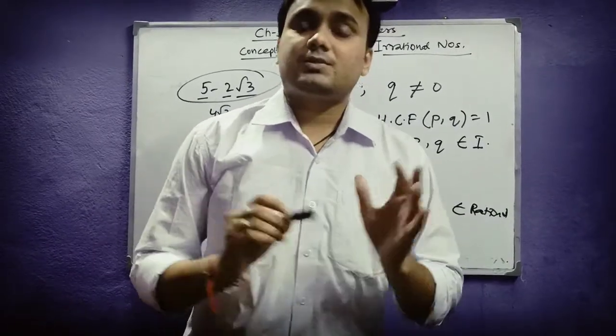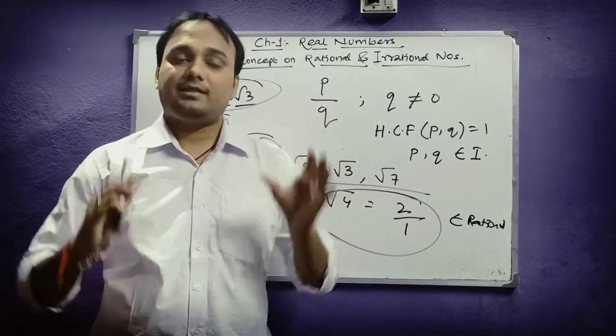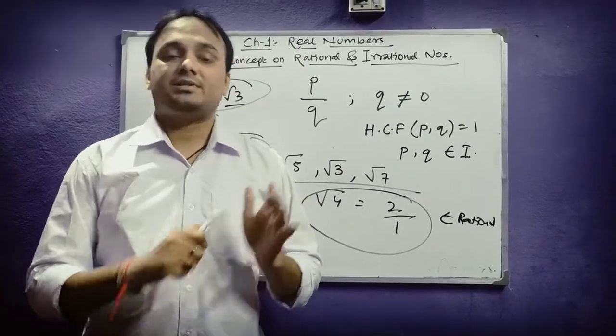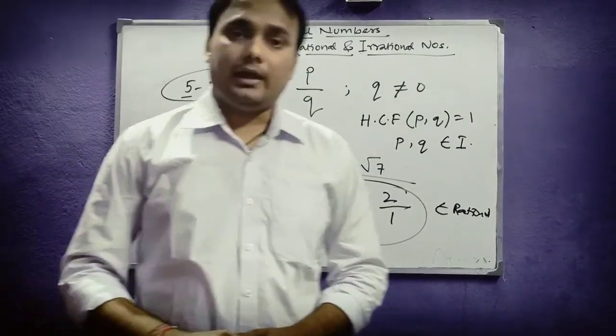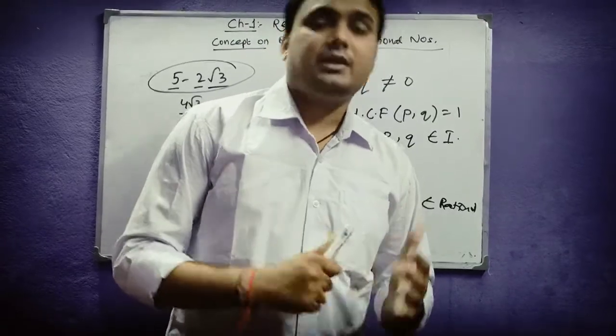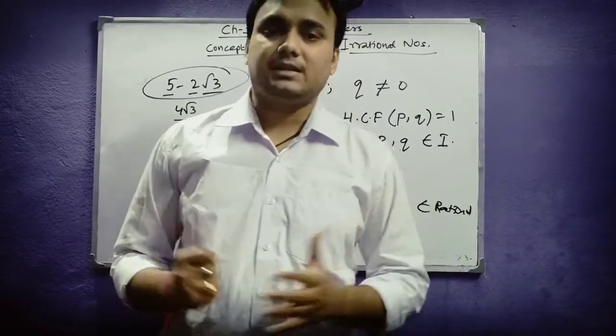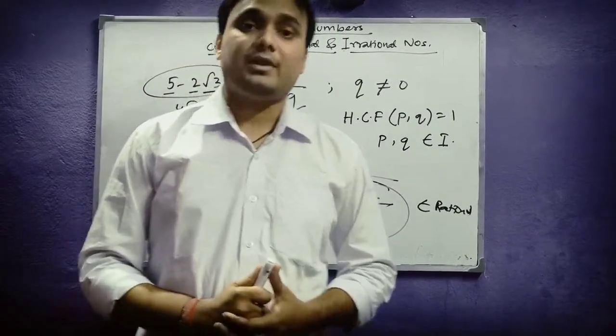Okay, so this was the main concept of rational and irrational numbers. Everything lies in the fact that it should be expressed in the form p by q, where q is not equal to 0, and p and q should have HCF 1, and p and q are integers. So if any number satisfies these conditions, then and only then it will be a rational number.